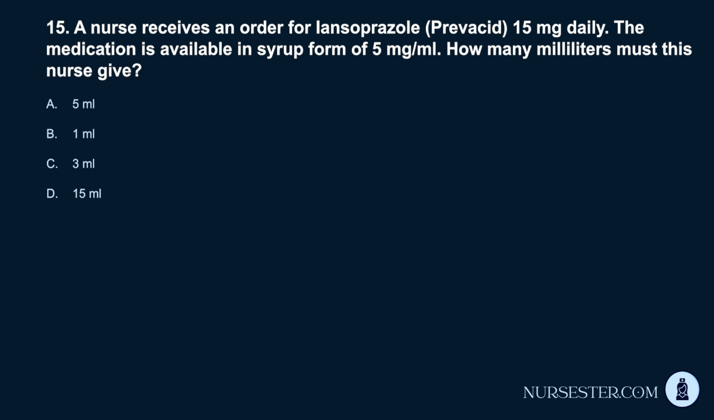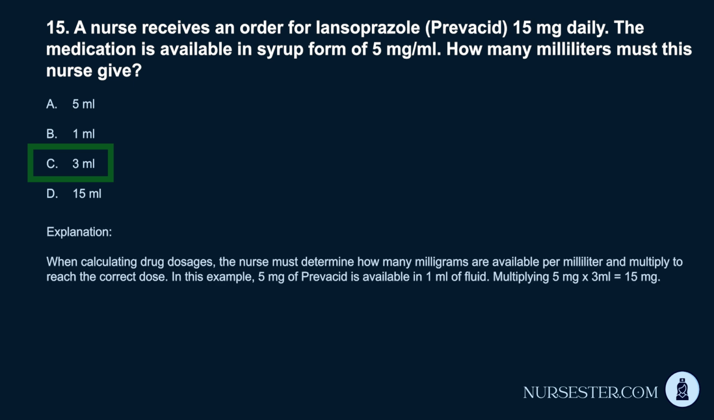A. 5 milliliters. B. 1 milliliter. C. 3 milliliters. D. 15 milliliters. Correct answer: C. 3 milliliters. When calculating drug dosages, the nurse must determine how many milligrams are available per milliliter and multiply to reach the correct dose. In this example, 5 milligrams of Prevacid is available in 1 milliliter of fluid. Multiplying 5 milligrams x 3 milliliters equals 15 milligrams.